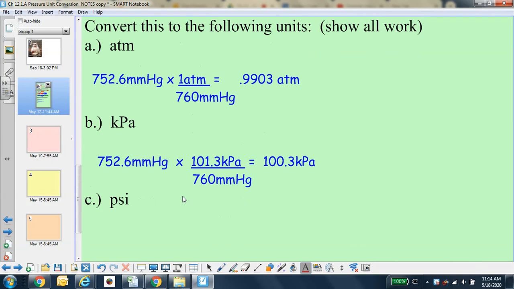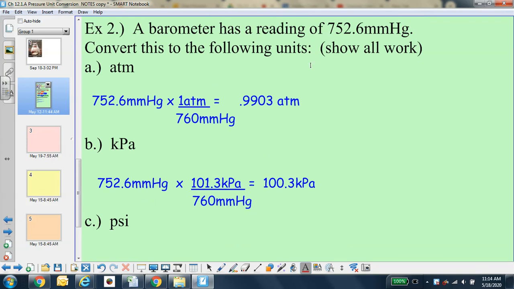Okay, so how's it going so far? Okay, so for our example in number 2, we've got 752.6 millimeters of mercury, which is a little bit below standard atmospheric pressure, and we'd like to convert it to atmospheres.